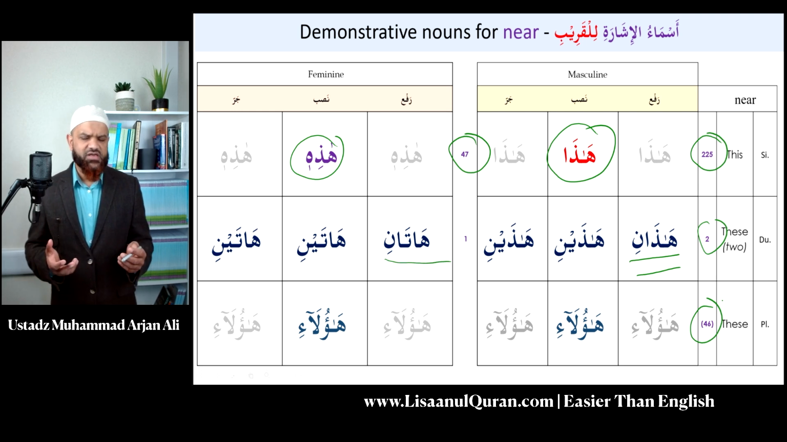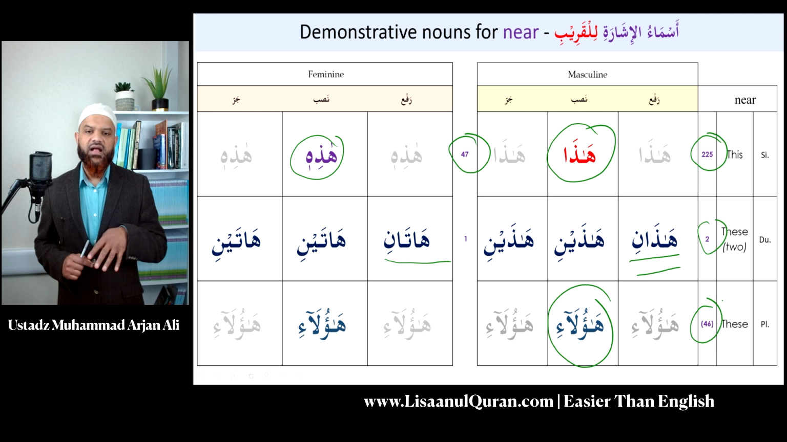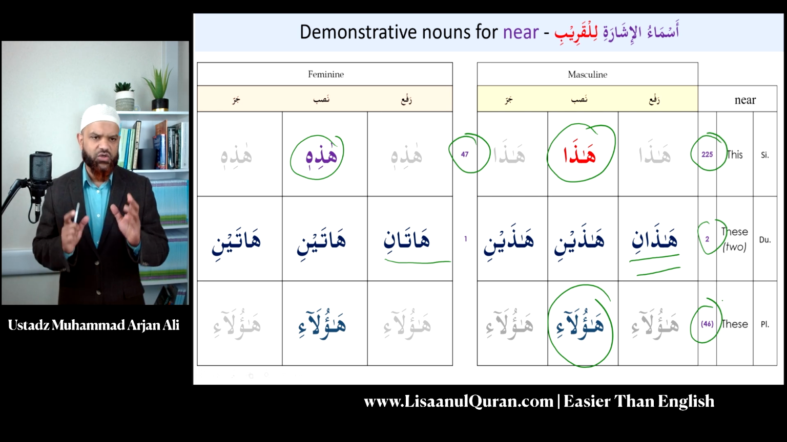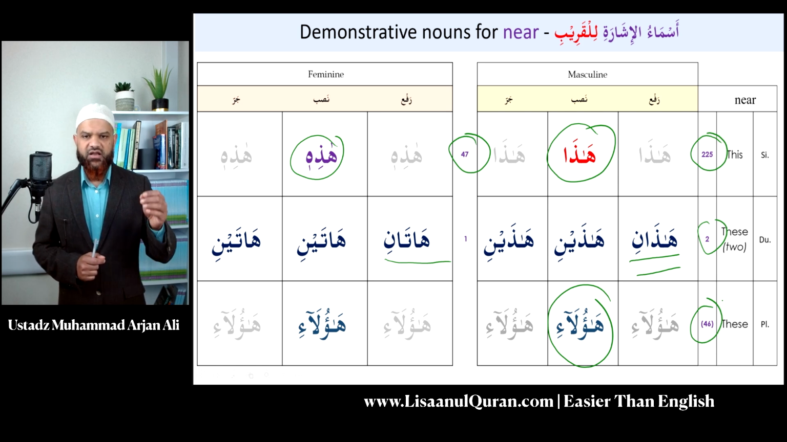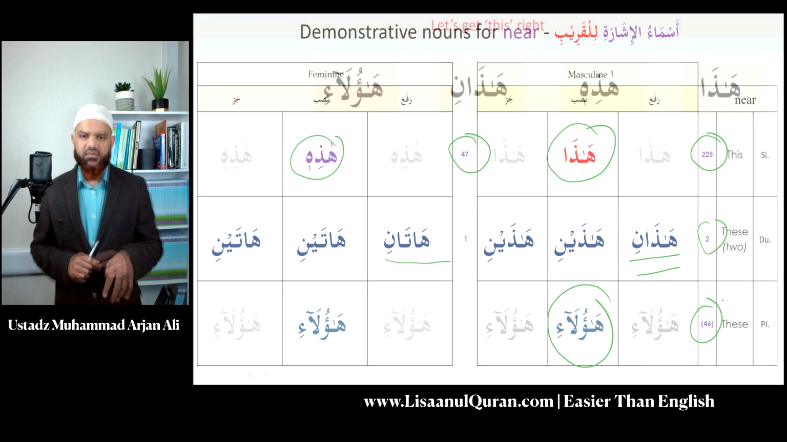So again, you can very easily see from here, the only words that we really need to memorize are hadha, hadihi, and haulai. Only 3. The rest we don't have to memorize. You can just make a note of these, inshallah ta'ala. And if you come across them in your study ever, you can refer back to them. Otherwise, the only 3 words I want you to memorize from this chart are hadha, hadihi, haulai.